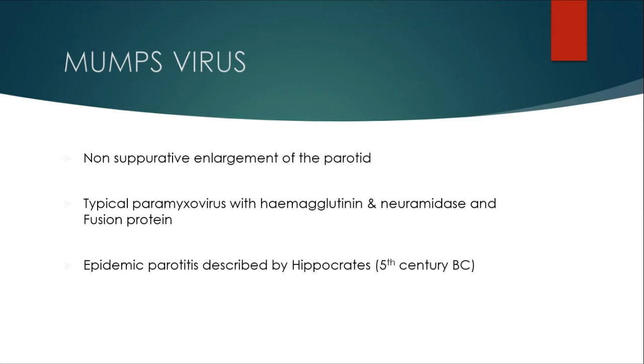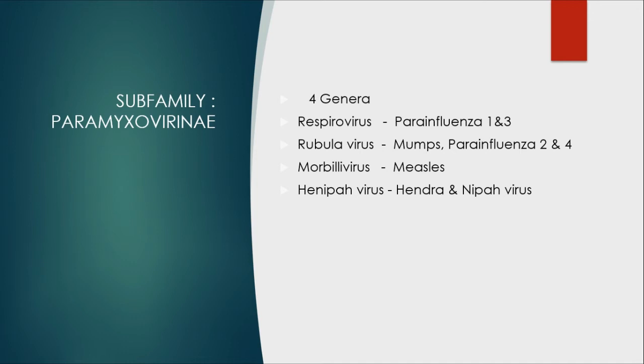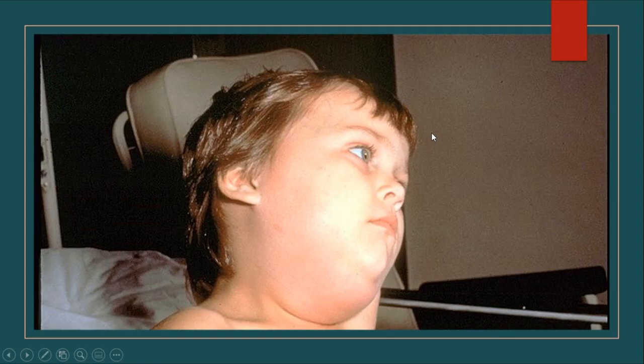So let's begin our learning process with mumps virus. Mumps virus comes under the Rubulavirus genus of the subfamily Paramyxovirinae. This is the typical clinical presentation of mumps. Mumps is characterized by non-suppurative enlargement of the parotid gland. In this image you can clearly make out that this child has severe swelling at the parotid gland, which is a non-suppurative complication, and it is caused by Rubulavirus.